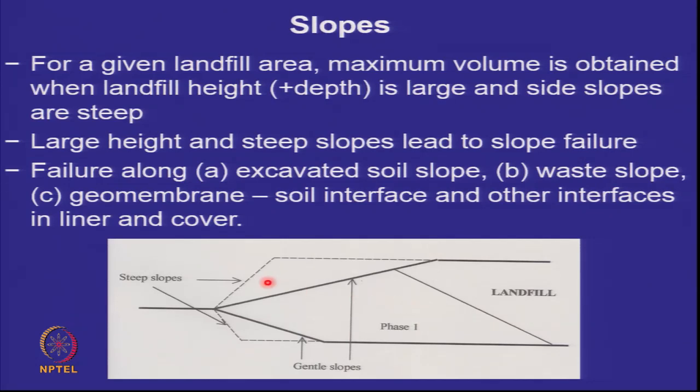But what have we learned over the past tens of years of constructing landfills? Failures can occur along the excavated soil slope. So if this is the excavated soil slope, it is possible that failure will occur if you don't make the cut at an inclination which is stable. Failure can occur along the waste slope. Now what is a waste slope? As you fill phase 1, for example, and you are hurrying to go to the top so that you can do a final closure before the monsoon comes, this is your waste slope. This is an intermediate cover, and this is the waste slope. Now this can also fail. So you can have failure along the waste slope, and you can have failure along the geomembrane soil interfaces and other interfaces in the liner and the cover. If I look at a very magnified view, there will be several layers, and these interfaces can also cause slope instability.